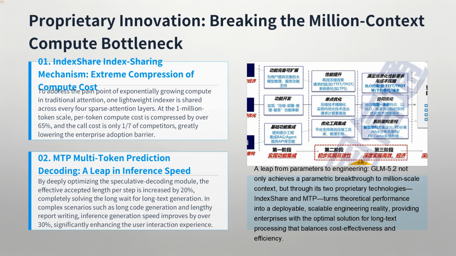To make million-scale context truly practical, GLM-5.2 brings 2 major innovations. The index share mechanism greatly reduces the compute cost of processing long text, making it affordable for enterprises. The MTP decoding technology improves generation speed, making it tolerable for users to wait. Together, these 2 technologies turn long context from paper specifications into engineering reality.